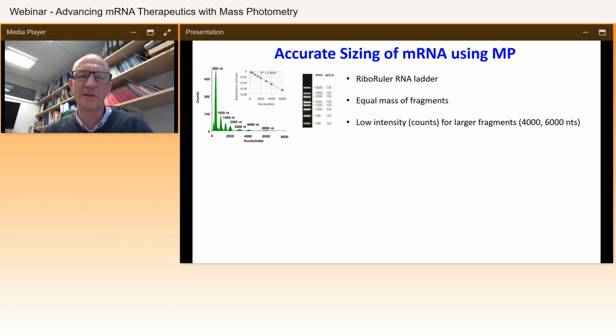So in this case, there's 120 nanograms per microliter of each of the different fragments. But of course, when it comes to the mass photometry analysis, you can see here we get a decrease in signal intensity as we head towards the larger RNA fragments. And this is because each of the fragments has an equal mass, and obviously, as we increase size, we're decreasing the concentration, or the corresponding number of moles of the larger fragments. And this gives us a lower signal intensity on the mass photometry instrument.